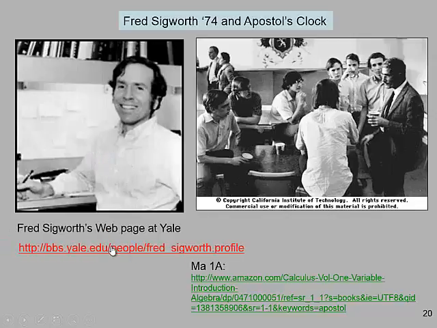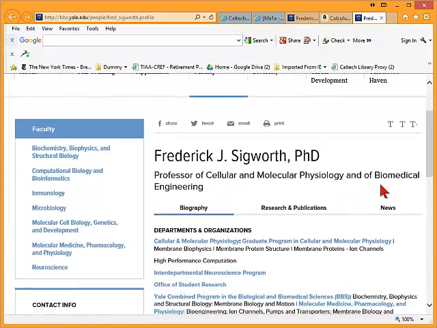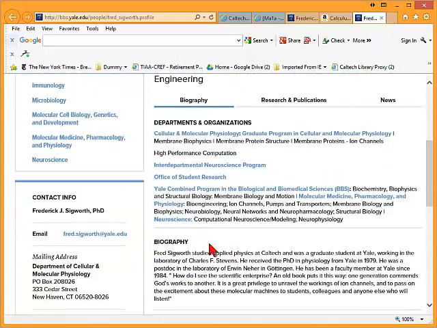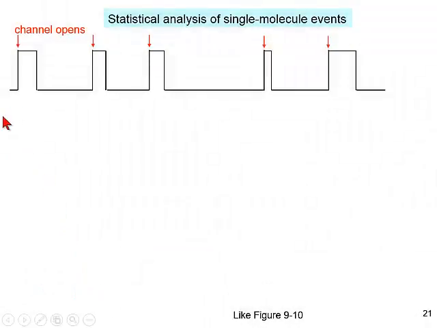Sigworth is today the very distinguished professor of patch clamp physiology at Yale. Here we are, professor of cellular and molecular physiology and of biomedical engineering at Yale. And he'll tell you this story when prompted as well. Anyway, Sigworth showed up in our lab in 1973, and he then did not measure single channels because I wasn't listening to Feynman. But a few years later, he came up with a beautiful circuit for measuring single channels.